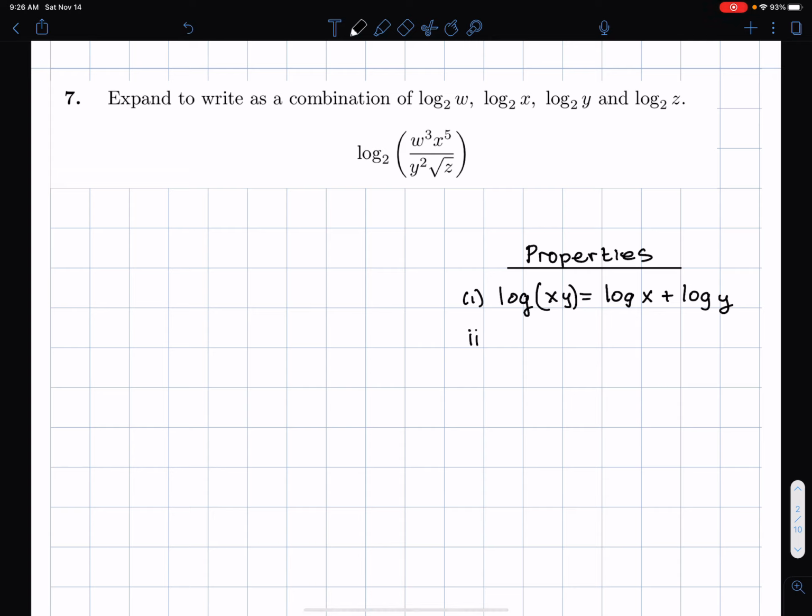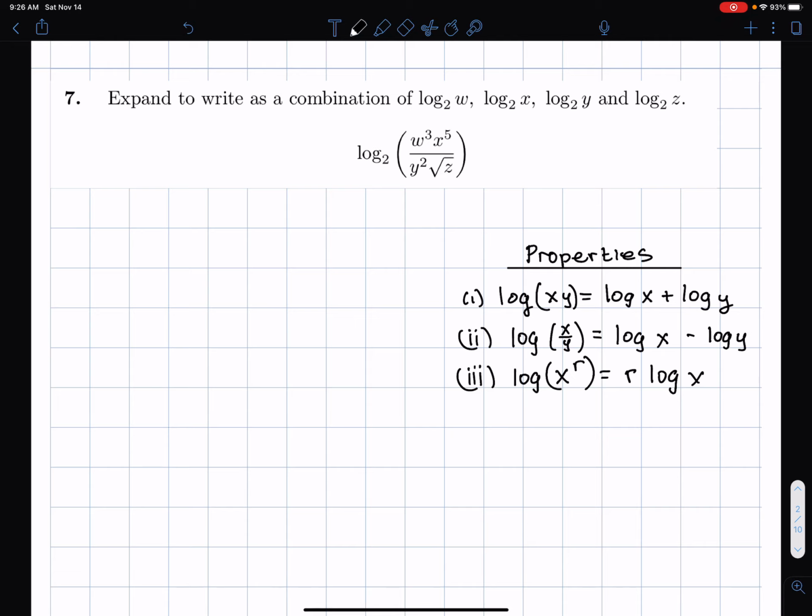Now, there's another one where I have division inside, or quotient, a fraction of x over y. If I break that up, then what I get is subtraction. And the third one that I'm going to write down is log of x to some power. I'm just arbitrarily going to pick some constant r. If I have log of x to the r, that equals r log x.